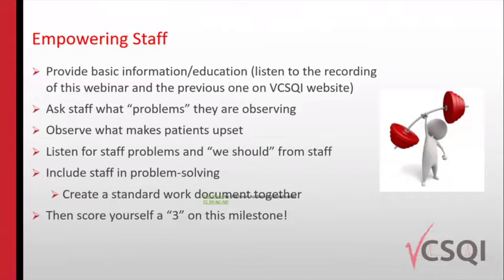One, we provide basic information and education to staff. One way to do that is we could just share, for example, the webinar that's being recorded today. That would give staff enough exposure to PDSA and lean standard work where they could start to develop competencies in these tools. And as they listen to them, they will probably have ideas for things that they have recently put in place, things that need to be put in place that they're working on, or things that could be put in place just based on the issues that practice is having.